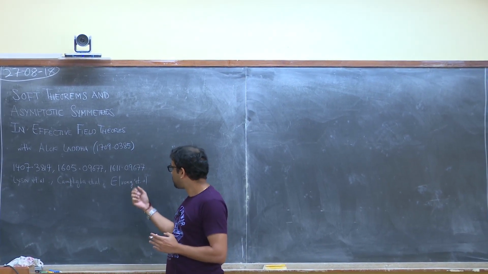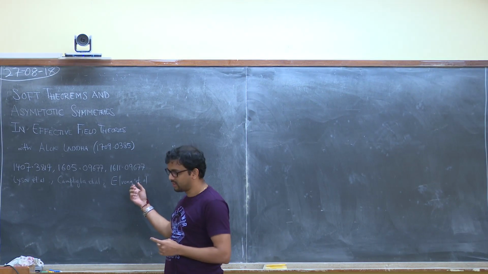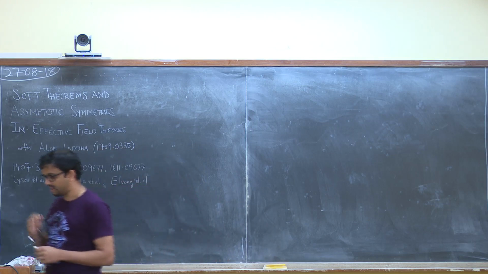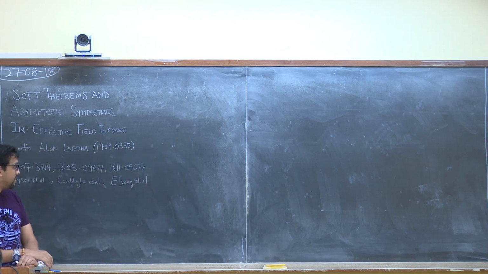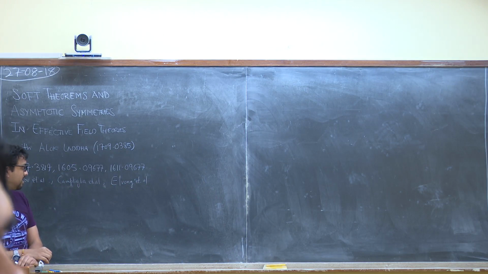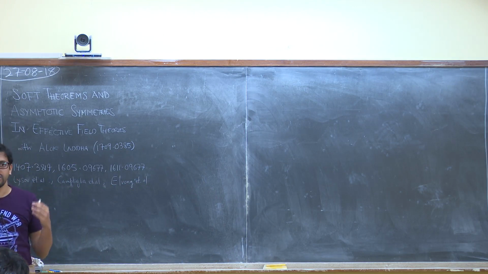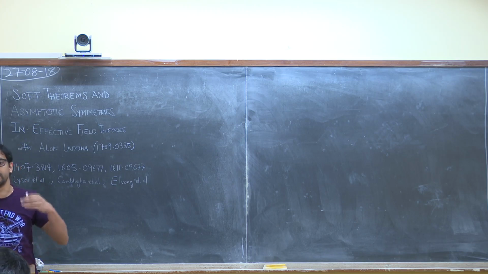And the crucial input from the amplitude side was given in this paper by Elvang, Jones, and Coolidge, where they worked out high derivative corrections to the subleading soft photon theorem as well as the subleading soft graviton theorem in general effective field theories.